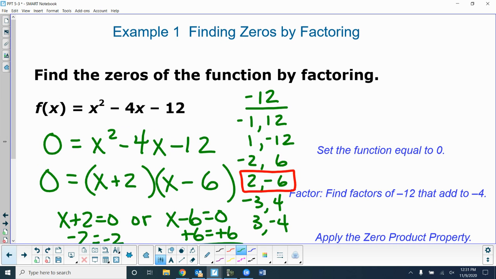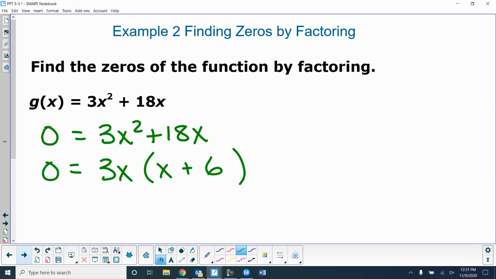What did I do with those? Find 0. Set them equal to 0. So I do that with these two. I go 3x equals 0. Those are my two factors. Or x plus 6 equals 0. And I solve for x.